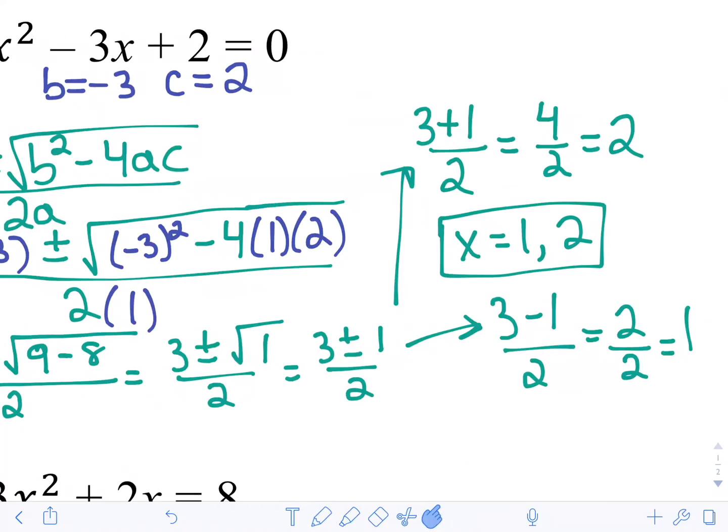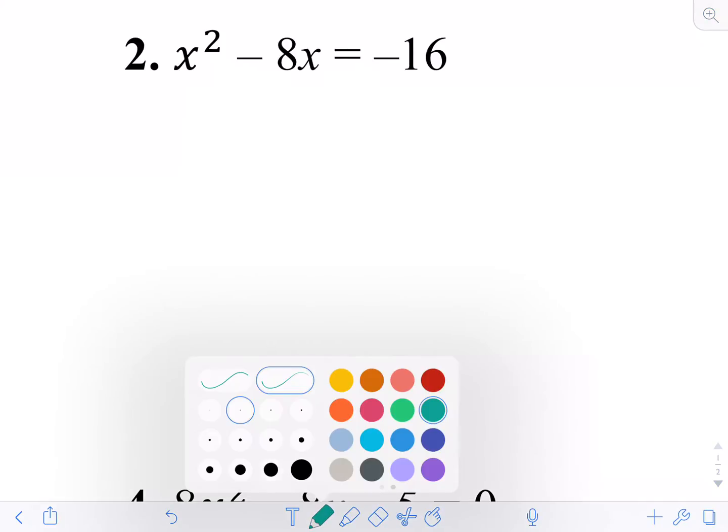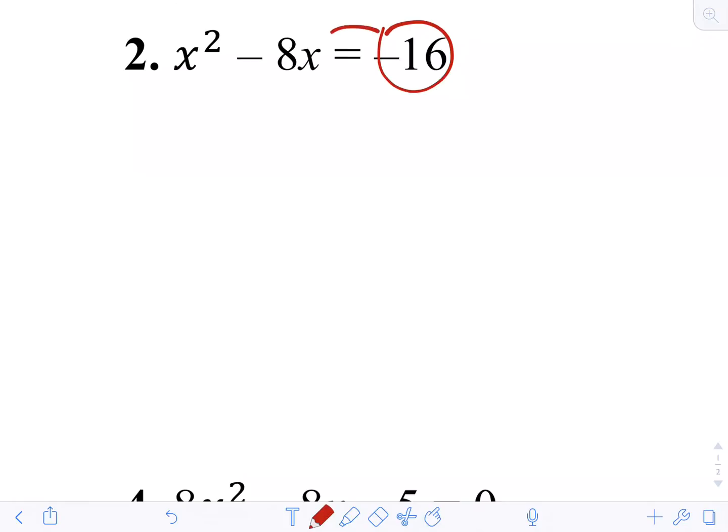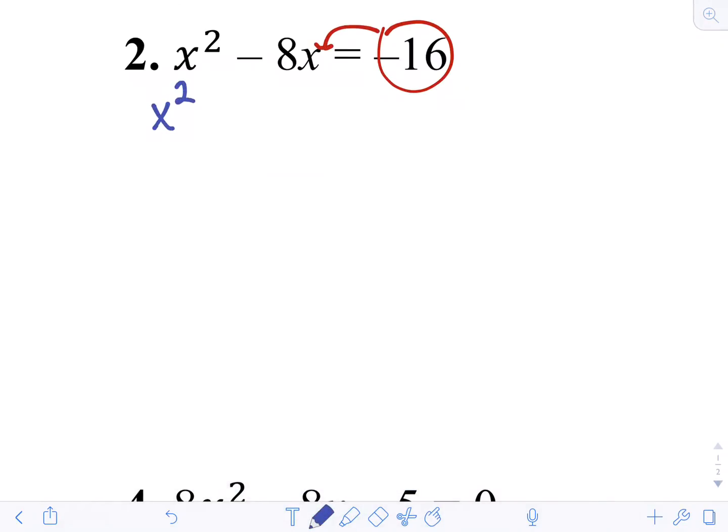Okay, let's move on to number 2. So first thing, this is not set equal to 0. So I'm going to have to move this -16 on over. When I move that, it becomes positive. So we have x squared minus 8x plus 16 is equal to 0. So I know a is equal to 1, b is equal to -8, c is equal to 16.